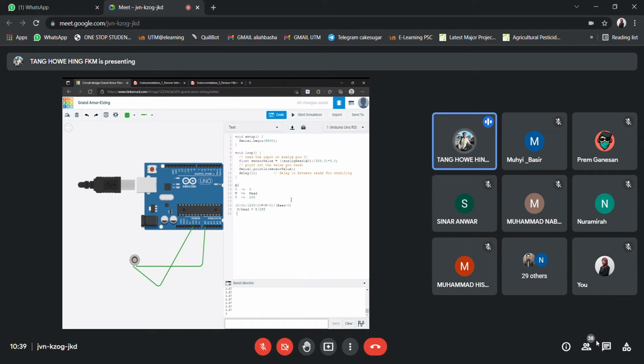Okay, so voltage will be equivalent to 5 times reading divided by 255. So that is what I have keyed in over here, just to convert the Arduino readings into the voltage. Is that okay? Clear?